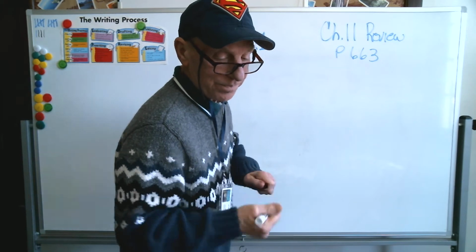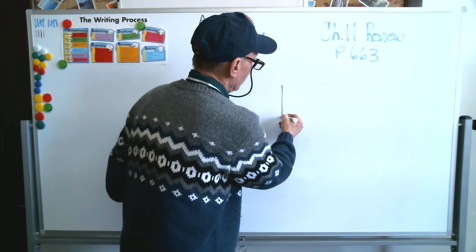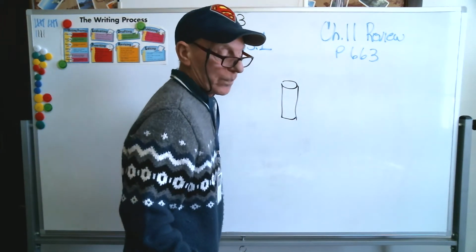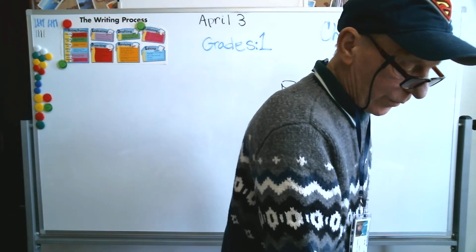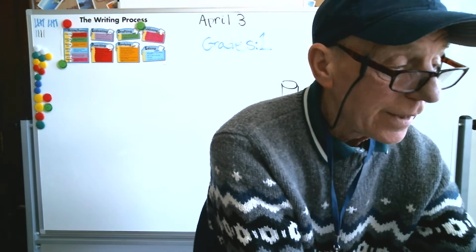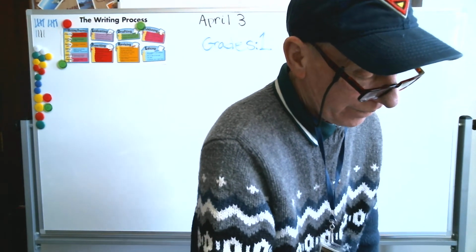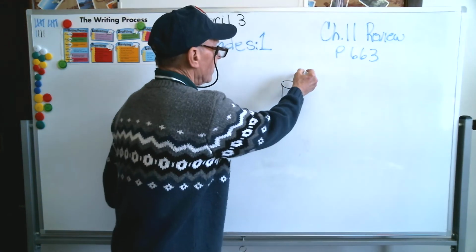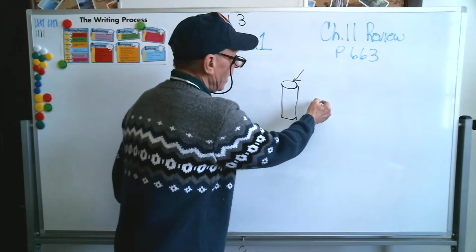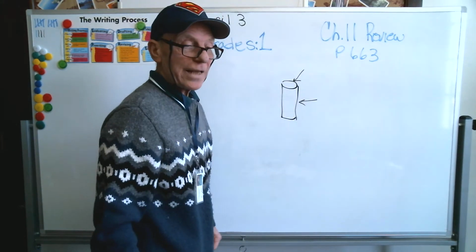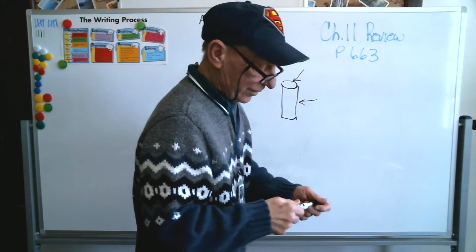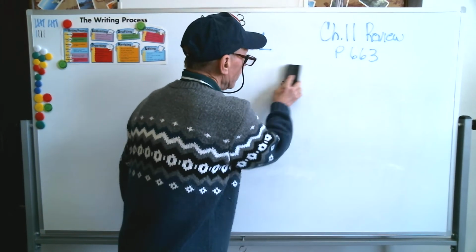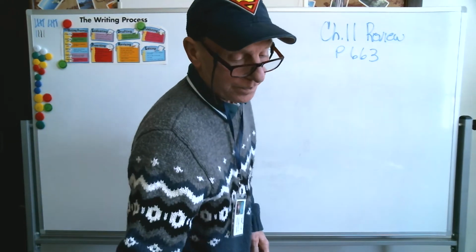And then the last is the cylinder. Now, when you look at it, does it have curved surfaces? Well, yes, it does. Here's your curved surfaces, and here are your flat surfaces. So a cylinder has both curved and flat surfaces. Let's get on to problem number 2.